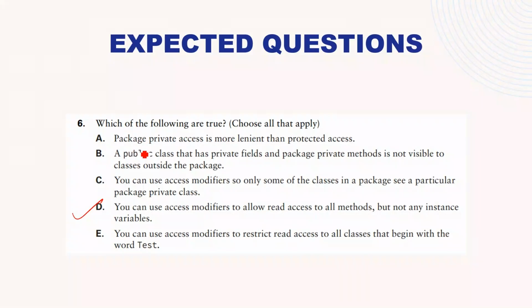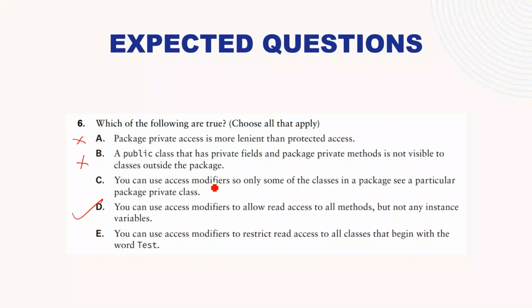So A says package private access is more lenient than protected access. So it is incorrect because protected access allows everything that package private access allows, and additionally allows subclasses access. I mean, if you have a child class in some other package also, it is accessible. So it's not going to work in this case, guys. It's incorrect option. B says a public class that has private fields and package private methods is not visible to the classes outside of the package. Now it is incorrect because the class is public. First of all, this means that the other classes can see the class, however they cannot call any methods or read any fields because they are private. So not gonna work, it's incorrect.